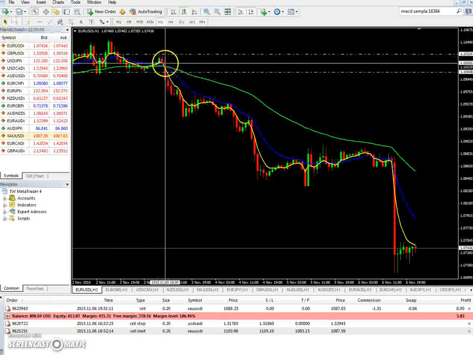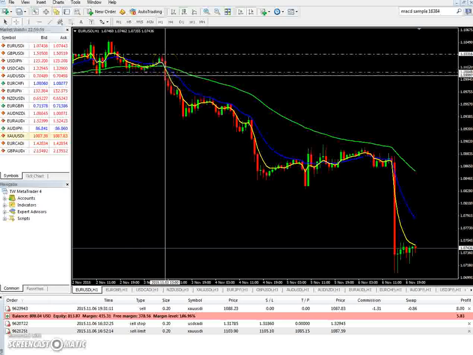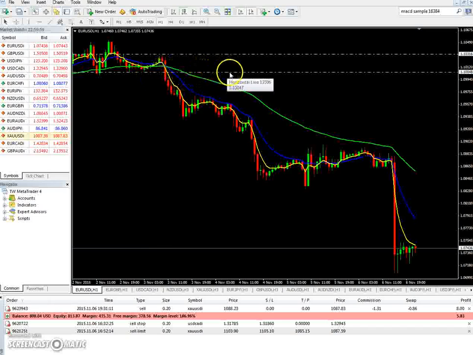This red candle right here was created on November the 3rd, 2015 at 10 o'clock. Now once that candle broke this low here where this white line is, as you can see, this green 60 and this blue 15 and this yellow 5 all separated. So technically, there's no probably to it, I would have gotten in on this second candle right here.